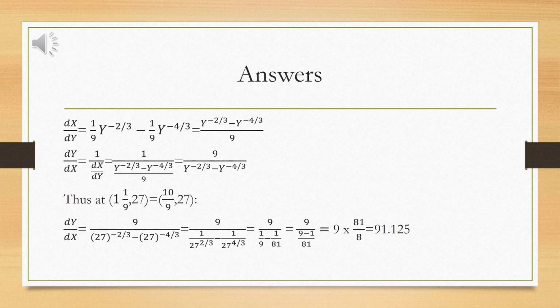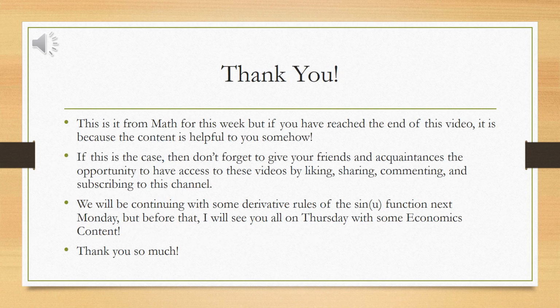dy by dx equals 1 over dx by dy, which is 1 over (y^(-2/3) - y^(-4/3))/9, which is 9 over (y^(-2/3) - y^(-4/3)). At (10/9, 27), dy by dx equals 9 over (27^(-2/3) - 27^(-4/3)), which is 91.125.